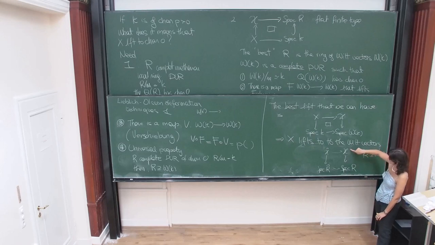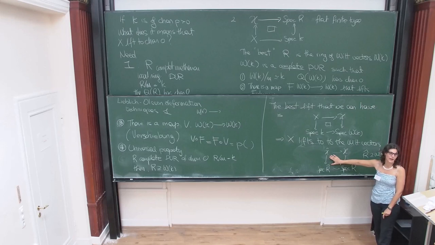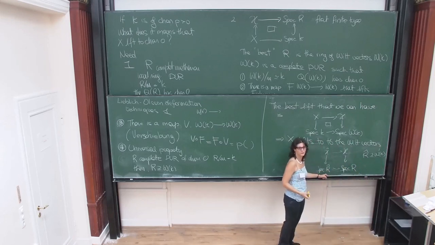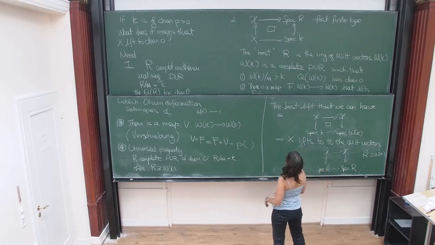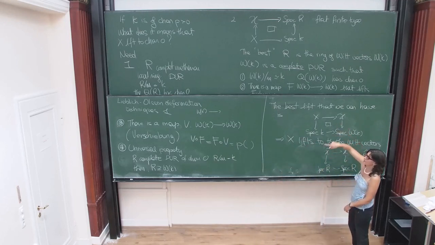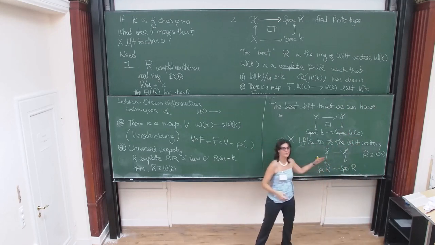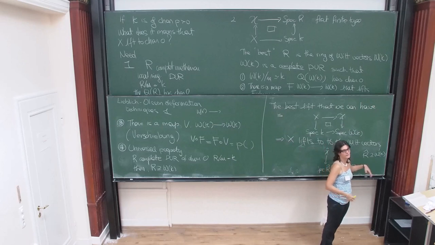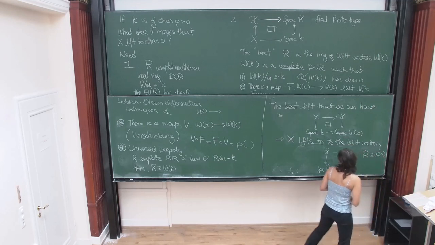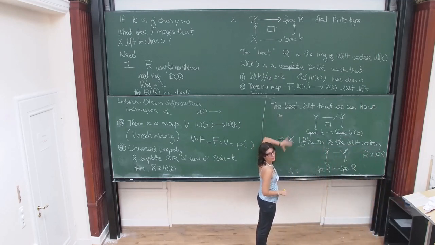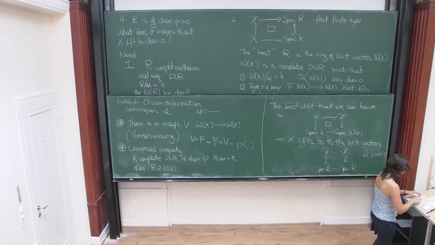If you have the picture with a curly X over Spec R, where R is any DVR with prescribed residue field and of characteristic zero, then what you can do is pass to the completion and you have a lift of X over the completion of R. Now this is exactly the object in the universal property of the Witt ring, so that is a ramified extension. So if it lifts to characteristic zero, then it lifts to a ramified extension of the Witt vectors. These are the two degrees of niceness of the lift.